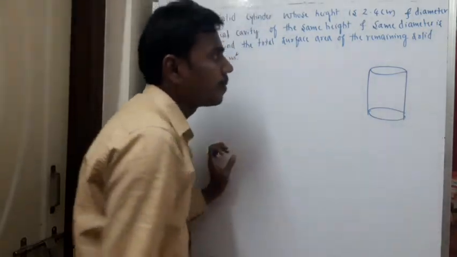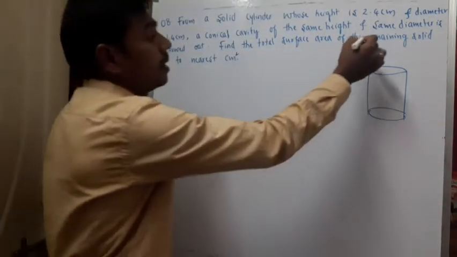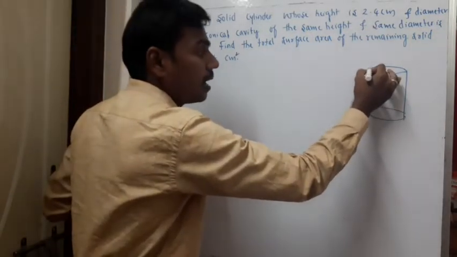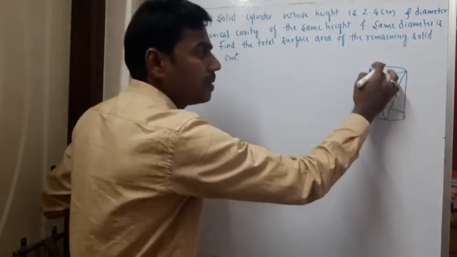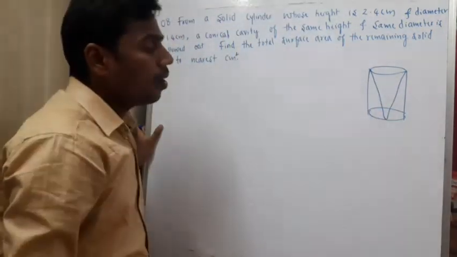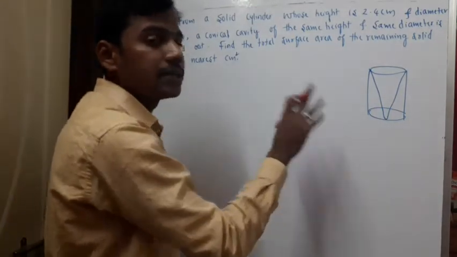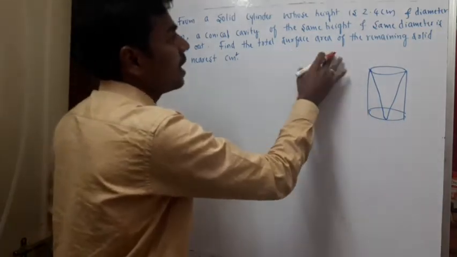So in this, what they are doing, they are removing the area in the form of a conical cavity. So this much area is carved out or removed. Okay, now you need to find the surface area of the remaining solid.